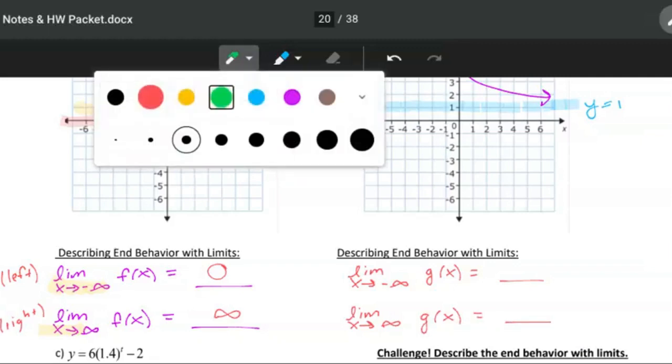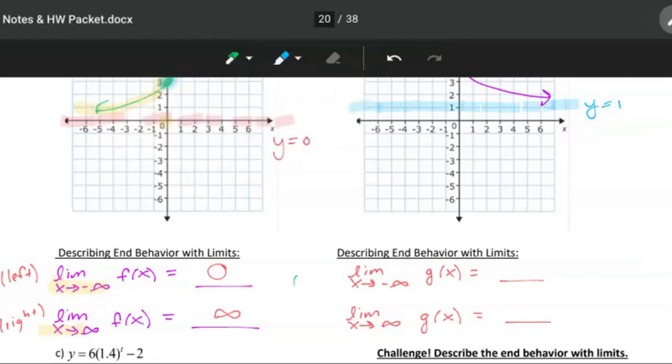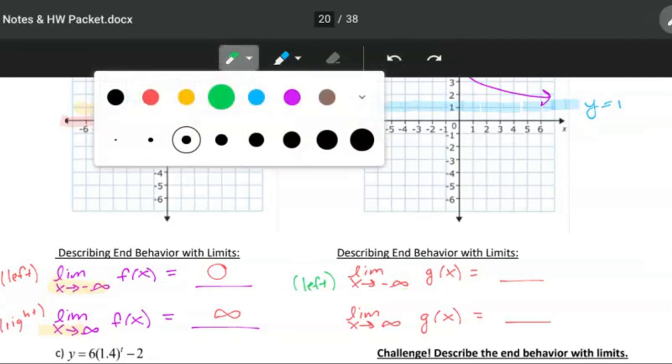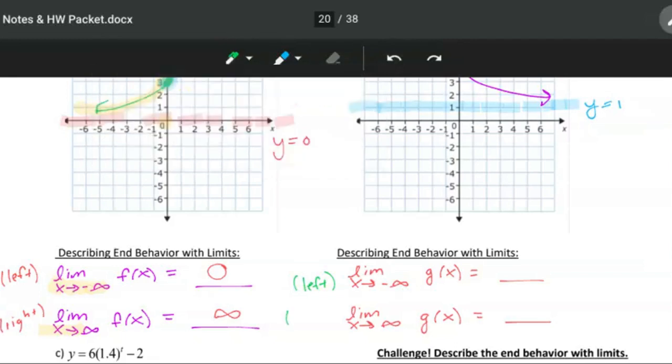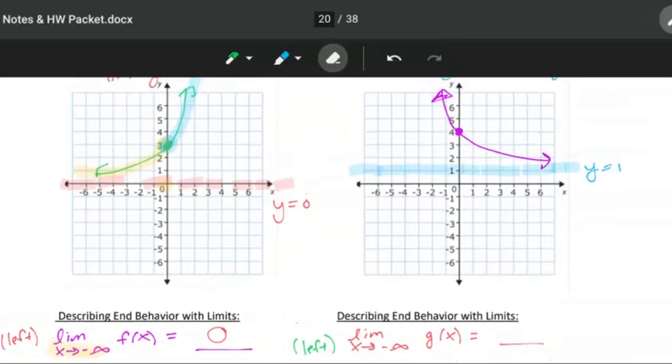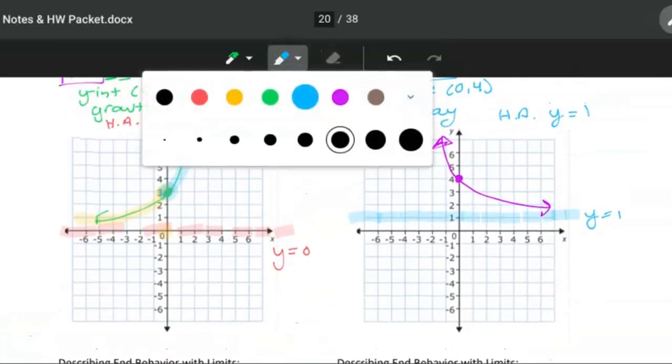Again, all this is a fancy way of saying what is the left side doing. Negative infinity basically means the left side. And the second limit is a fancy way of saying what is the right side doing. As x approaches positive infinity, that's what the right side of your graph is doing. So let's first start with the left.